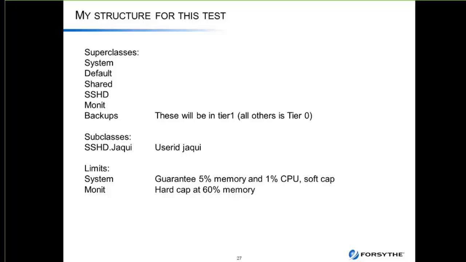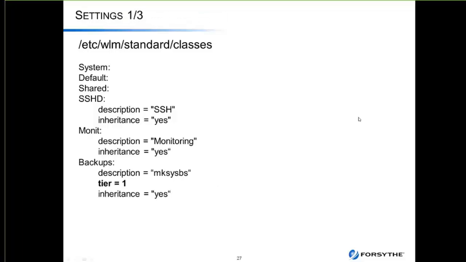And for my monitoring tools, I put a hard cap of 60% memory. I am running in passive mode, but I just wanted to show you what their rules look like. So if we look in classes, you can see here system, default, and shared I didn't do anything with, I didn't bother with descriptions. For SSHD, I just said it was SSH and I set inheritance to yes. And same with monitoring, and then in backups you can see I coded the tier equals 1.